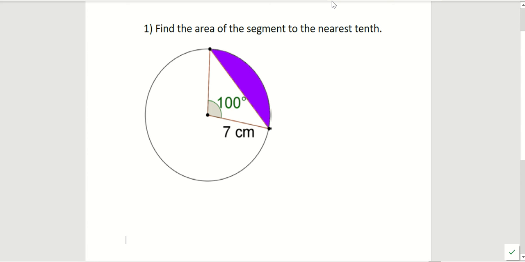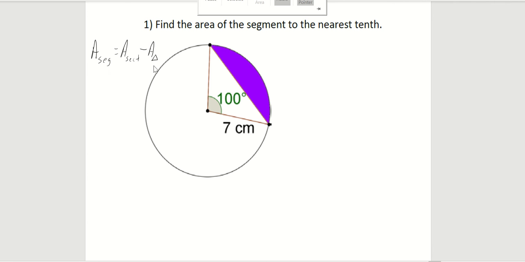All right, let's find the area of the segment to the nearest tenth. Recall that area of the segment is equal to the area of the sector minus area of the triangle. Let's first find the area of the sector. Well, area of the sector is pi r squared times m over 360.